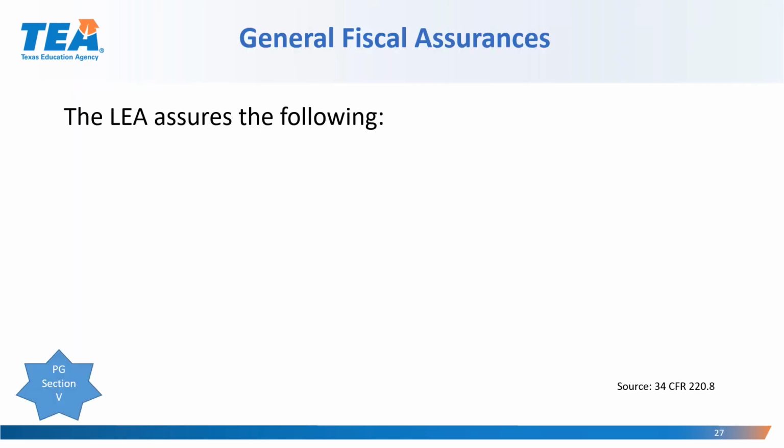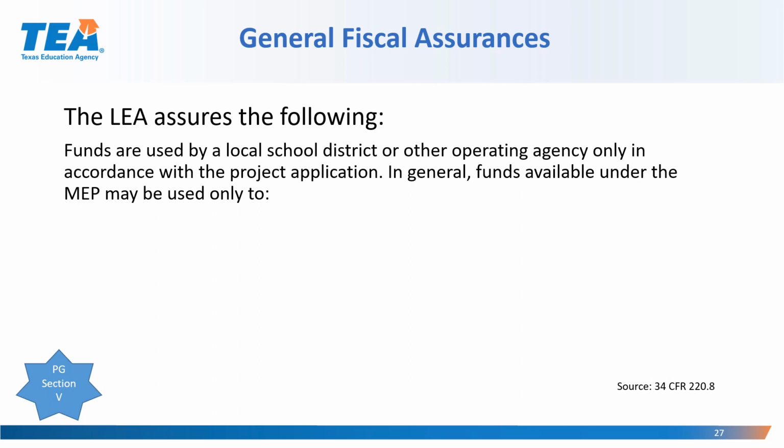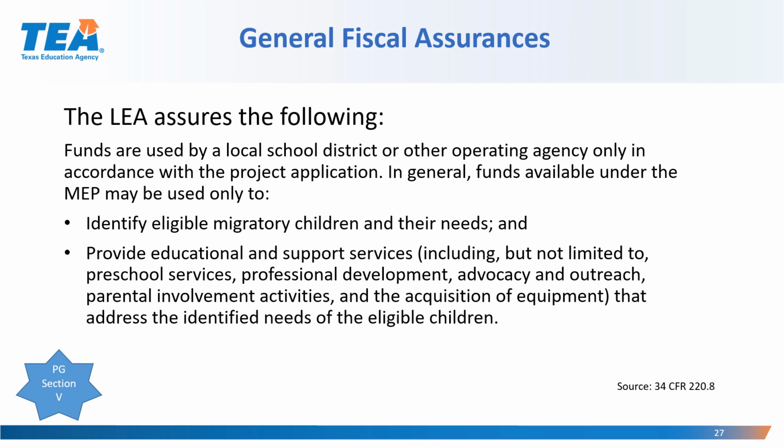Use of funds. General fiscal assurances. Section 5 of the program guide provides details from the program-specific provisions and assurances. One key general assurance for the use of funds is that funds are used by a local school district or other operating agency only in accordance with the project application. In general, funds available under the MEP may only be used to identify eligible migratory children and their needs, and provide educational and support services, including but not limited to preschool services, professional development, advocacy and outreach, parental involvement activities, and the acquisition of equipment that address the identified needs of the eligible children.